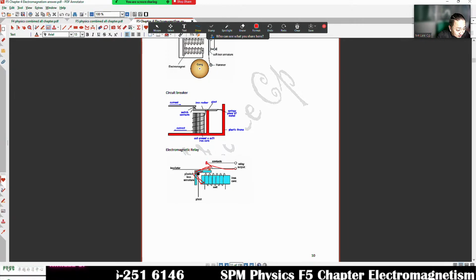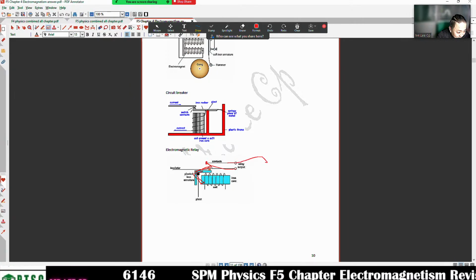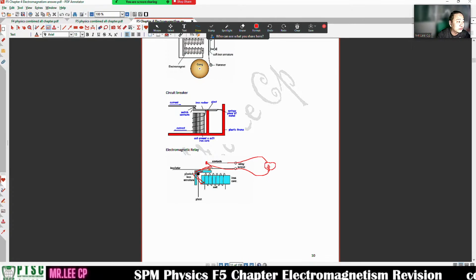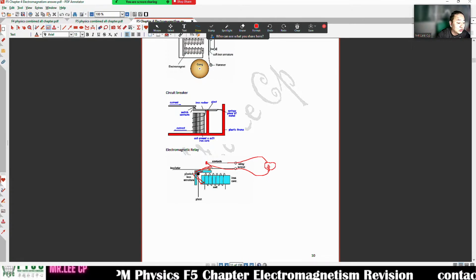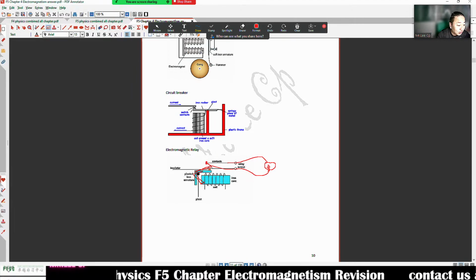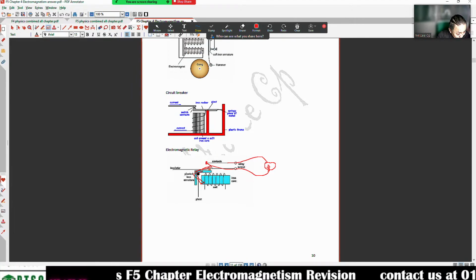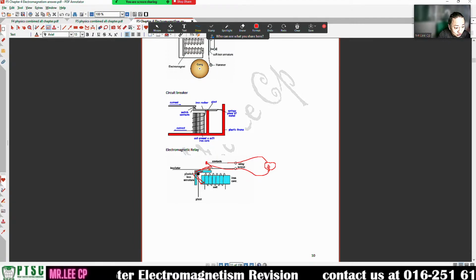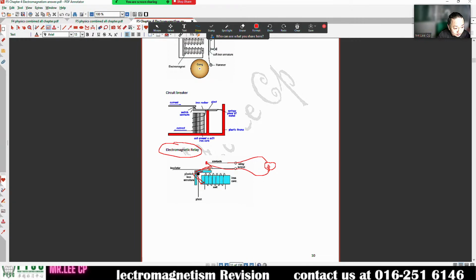So this contact touches. This is a secondary circuit, which is your ACON. Your ACON will turn on. So when you use this relay switch, then you have a magnet, and then it will turn on. So it is based on the electromagnet.